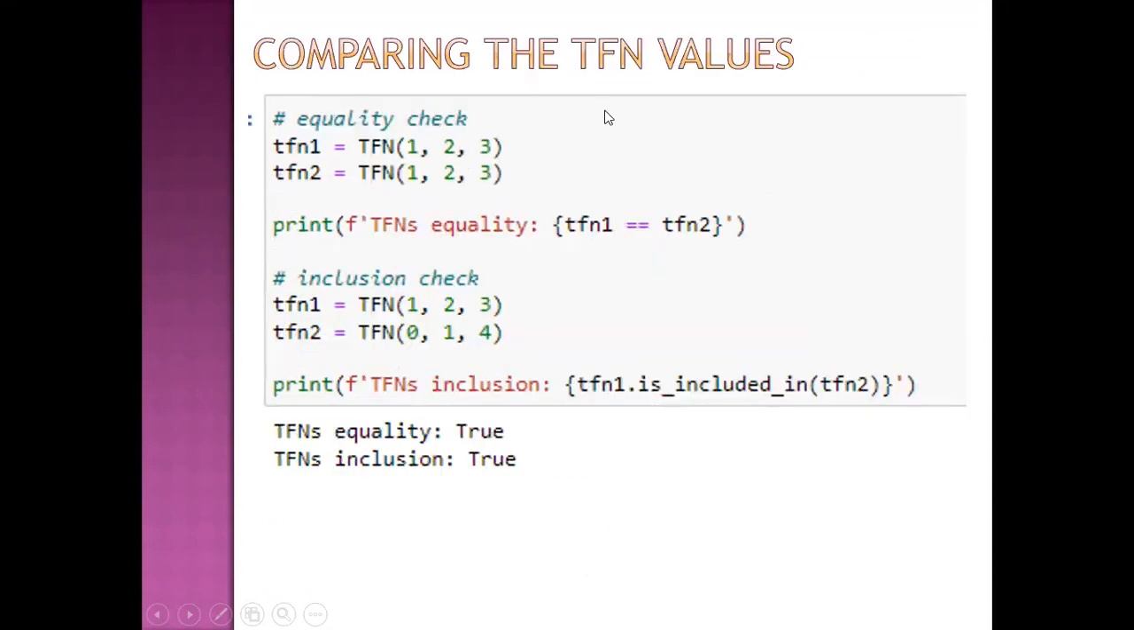Then comparing the triangular fuzzy number values. If these are two triangular fuzzy numbers, then are they equal? Yes, they are equal. If there are these two triangular fuzzy numbers and one of the numbers is included in this other number, so this is the code for it and it is true here.